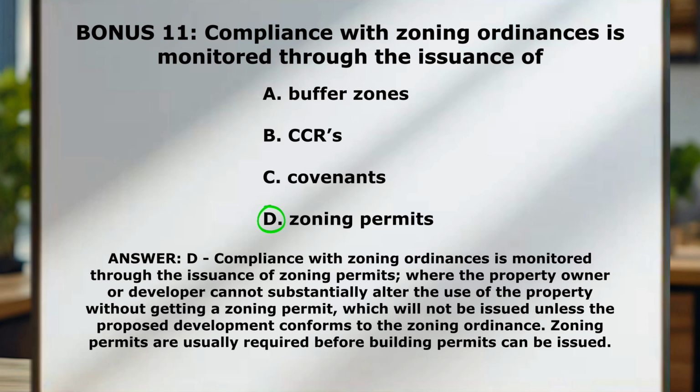So that's where the property owner or developer can't just alter the use of a property without getting a zoning permit. And these permits aren't issued unless the proposed development conforms to the zoning ordinance. Zoning permits are usually required before building permits can even be issued. CCRs and covenants are typically terms associated with compliance, but just keep in mind, right? Zoning permits are how people monitor compliance with the zoning ordinances.